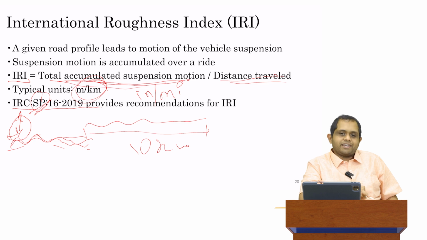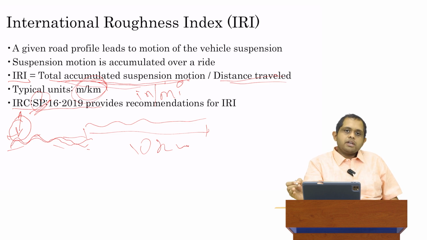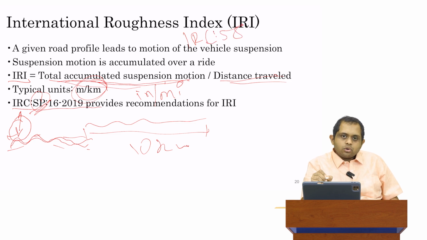SP stands for special publication. A special publication is not a final code. It's a series of recommendations which don't necessarily have to be followed for a project. If you don't know anything else, it's good to follow it, but legally you may not need to follow it. Whereas a full IRC code, for example, IRC 58, which I had mentioned in a previous lecture, is a legal document. The tender will specify that the design has to be done as per IRC 58. So contractors and designers simply have to follow it. So a special publication is not a finalized code.